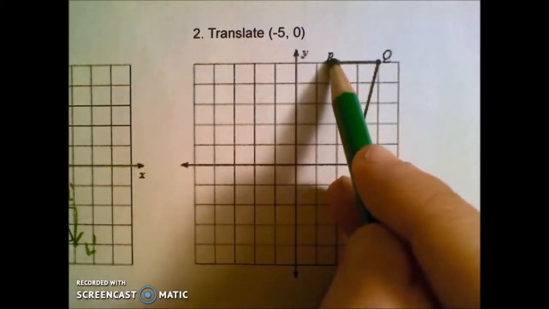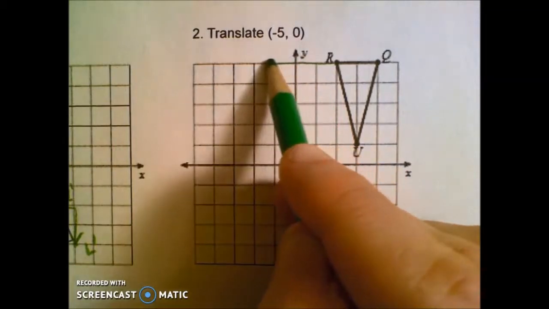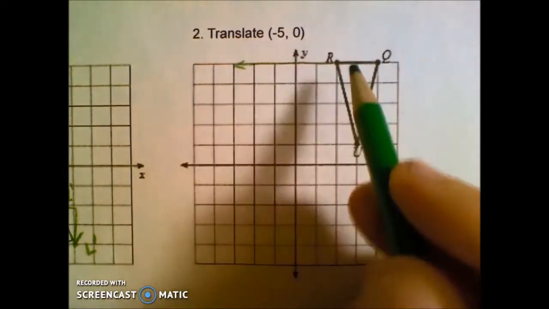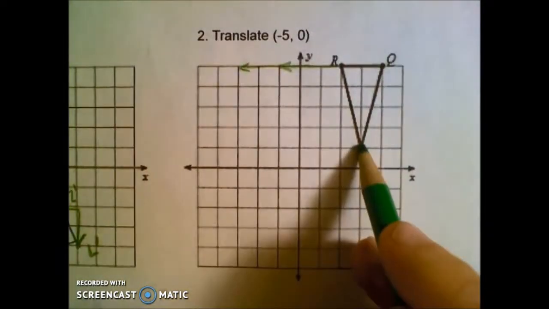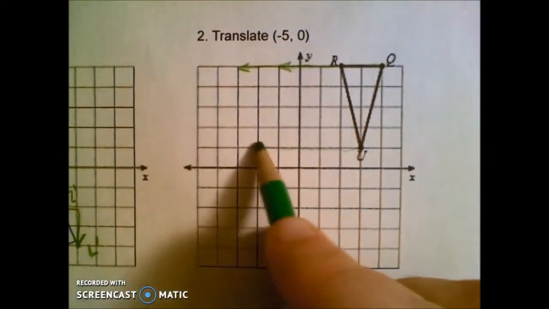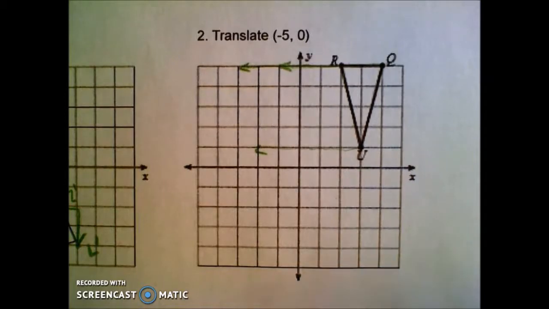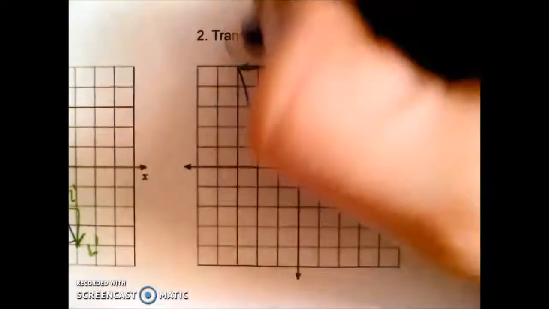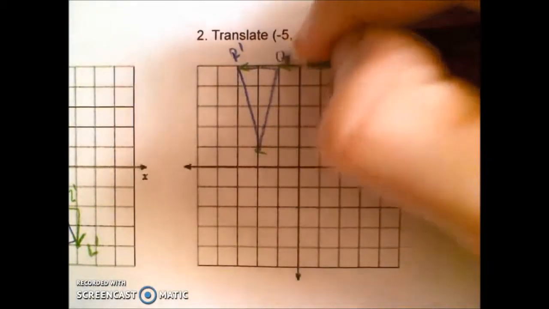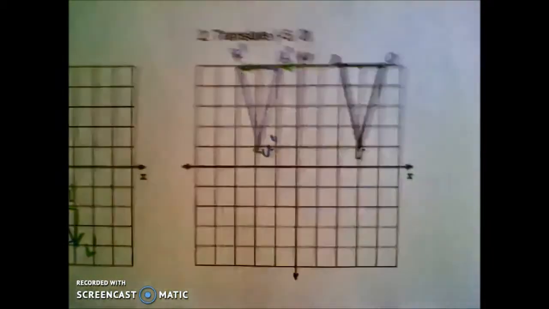And again, you could do this simply with some vectors. 1, 2, 3, 4, 5. 1, 2, 3, 4, 5, and there. 1, 2, 3, 4, 5, and there. And so, connecting those, we have our image, R prime, Q prime, U prime.